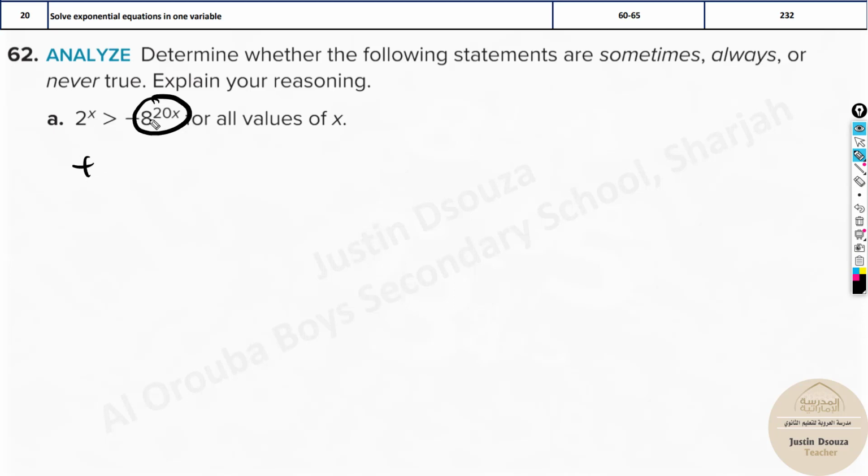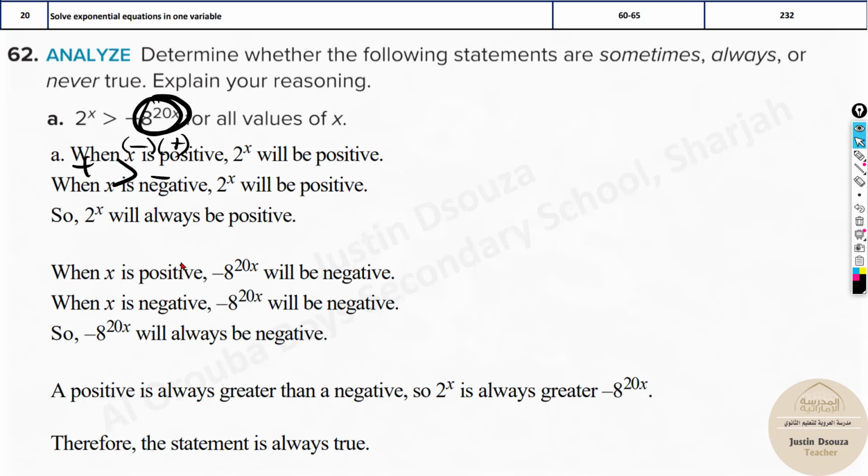This part here, 80 times 2 to the power x, doesn't matter what, it will be positive itself. But there is a minus sign outside the exponent. So minus into plus is what? It will be minus. Plus will always be greater than a negative sign. So it is always true here. So this will always be true.